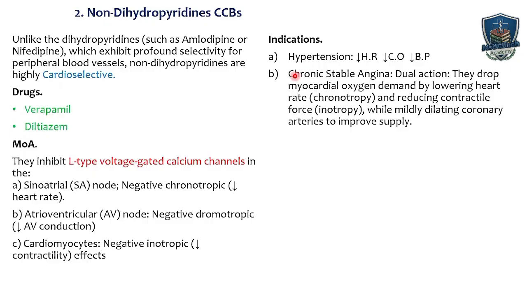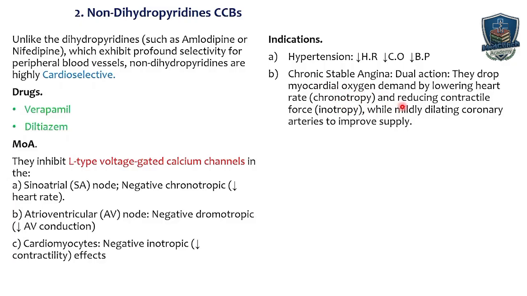They're also very good for chronic stable angina. How? Because of their dual action. They drop myocardial oxygen demand because, remember, they decrease the heart rate. Not only that, they also decrease the force of contraction, the contractility. Because of their negative inotropic and chronotropic effects, they're very good drugs for chronic stable angina.